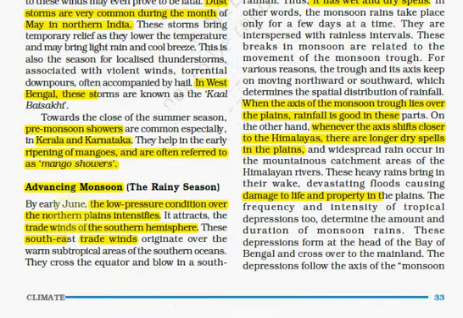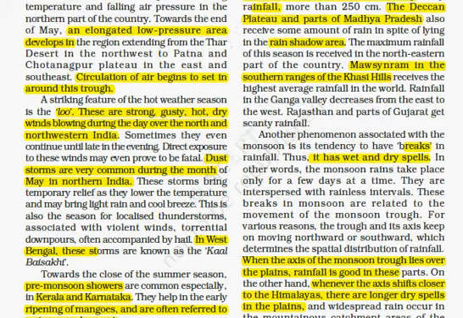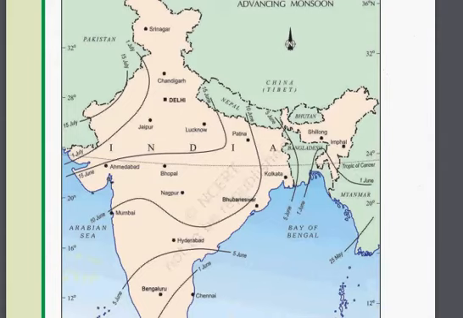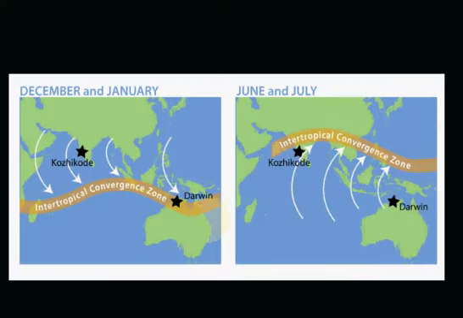So in the advancing monsoon season, the low pressure condition over the north plains intensifies, and it attracts the trade winds of the southern hemisphere, the southeast trade winds. These southeast trade winds come into the northern hemisphere, deflect and become southwest winds, and they bring the southwest monsoon. Here we can see this in June and July.